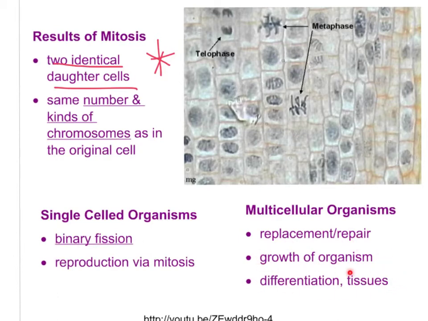When your tissues are differentiating, you're getting new tissues, and for example, your heart is a different type of tissue than your skin, and mitosis is pivotal in forming the different organs and the differentiated tissues in your body.